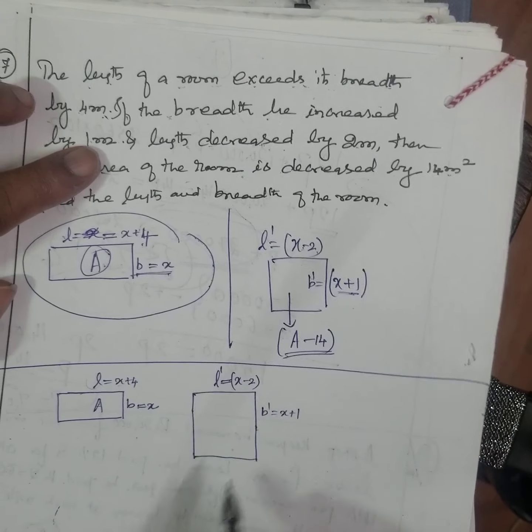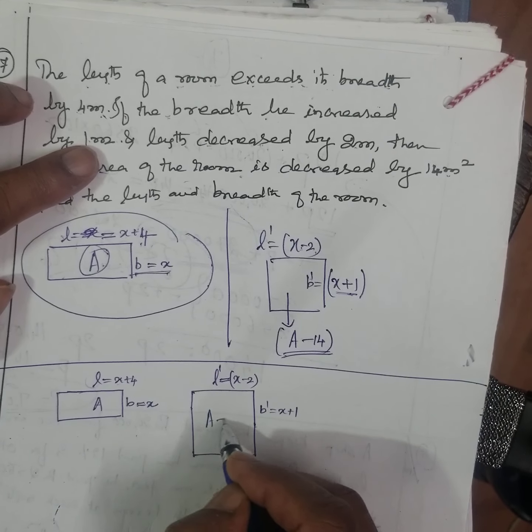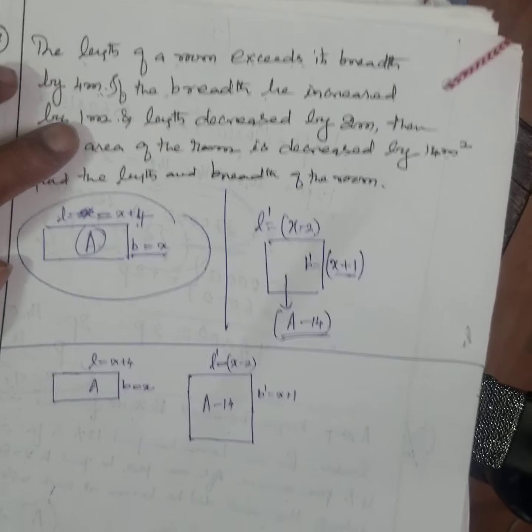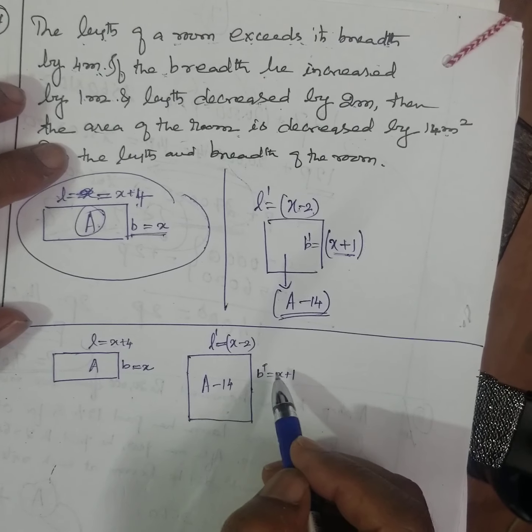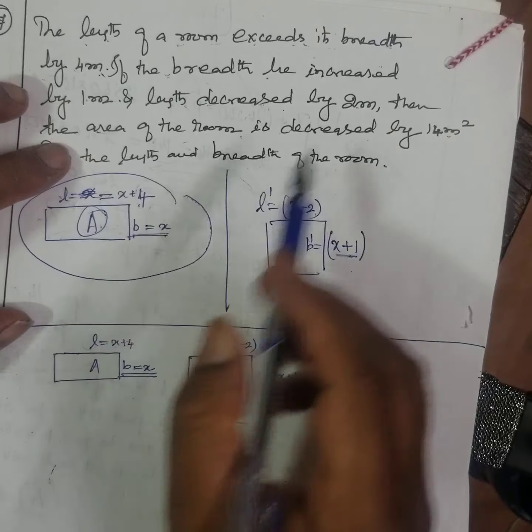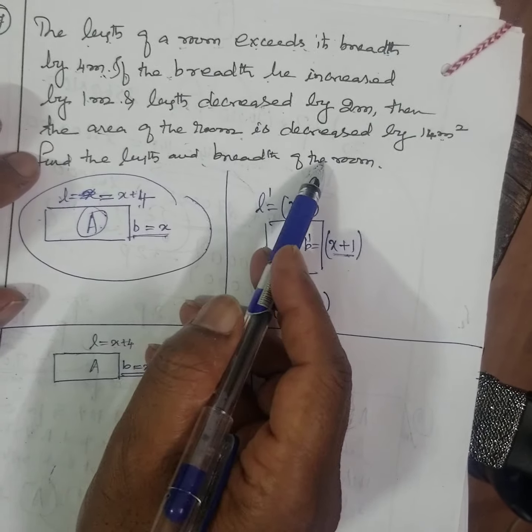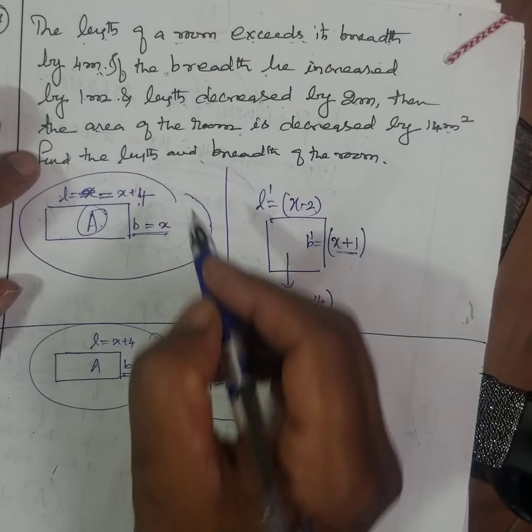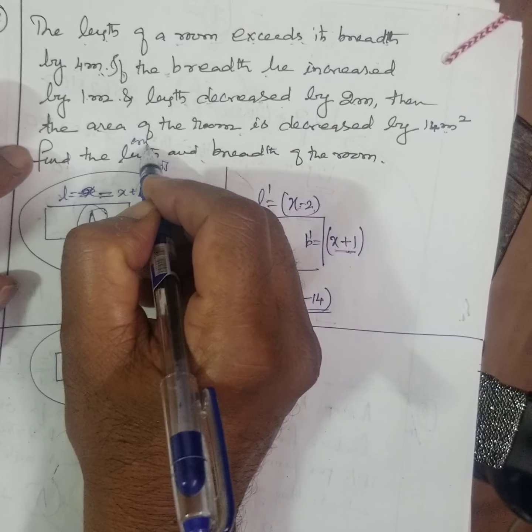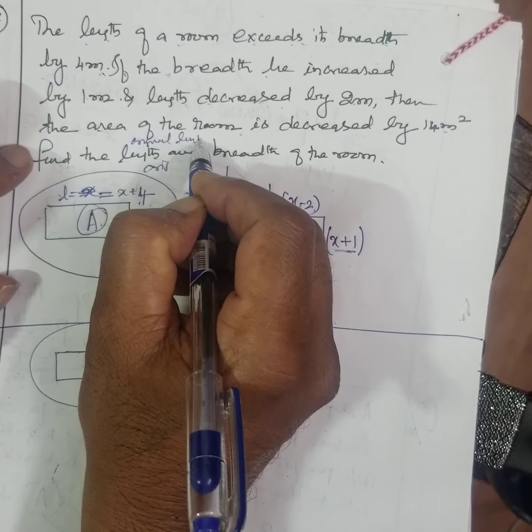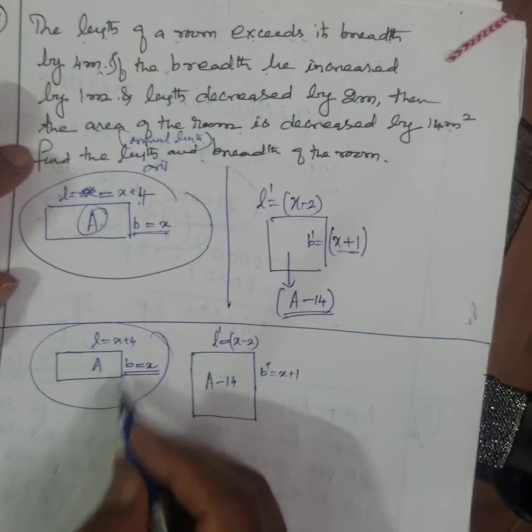This is the new length. And at that time what will happen? The area also decreases by 14 meter square. Now find the length and breadth of the room. That is the original length and breadth; they are supposed to ask for the original. You have to find out this one.